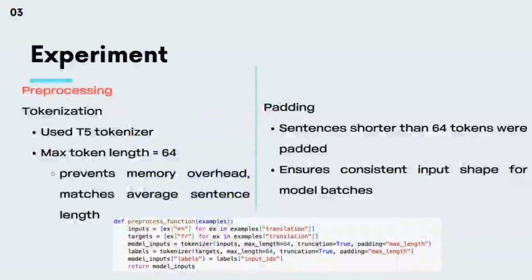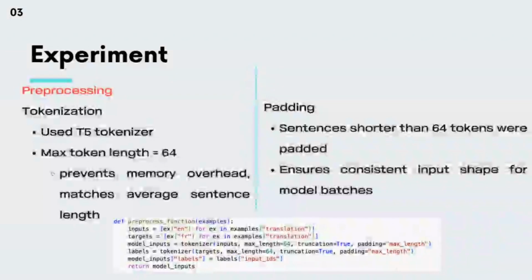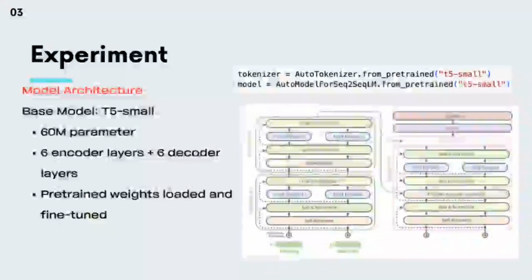For pre-processing, we use the T5 tokenizer. We set the max token length to 64 to match average sentence length and reduce memory cost. For shorter sequences, we apply padding so all inputs have the same length.